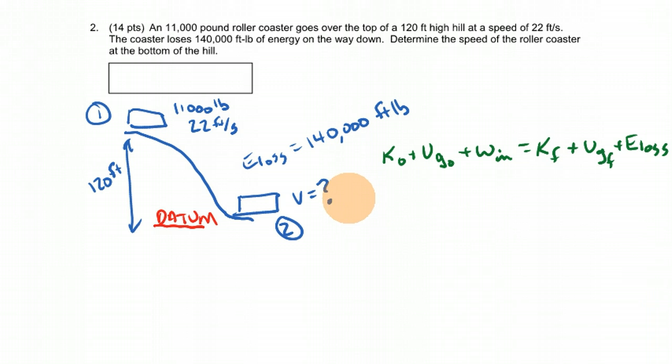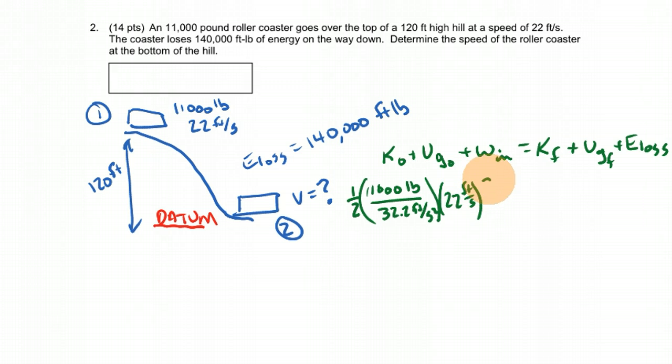Okay. Writing out our initial kinetic energy, 1/2 mass velocity squared. The mass is 11,000 pounds over 32.2. So there's my mass, and the velocity is 22 feet per second, squared. So that's my K0 term.